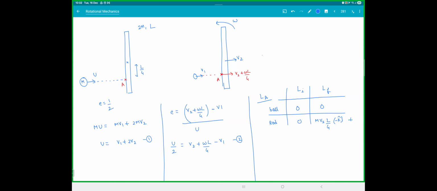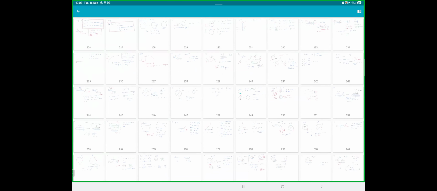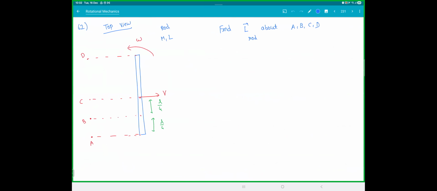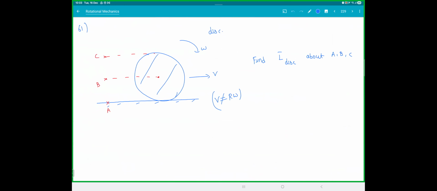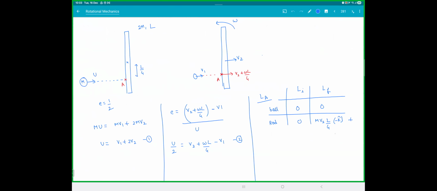This is what I was saying. Didn't we do this thing, angular momentum calculation? I taught you the same problem, if you remember. I knew this was going to come, so we did it beforehand. This was a 62 problem. I taught you how to calculate angular momentum about B, about A, about C, different points, and for the disk about different points. So you know how to calculate angular momentum. For the rod, it is m L square by 12 omega k cap. So V2 is equal to omega L by 3. This is your equation 3. There, you have everything. You just dump it there and solve, and you'll get the answer.